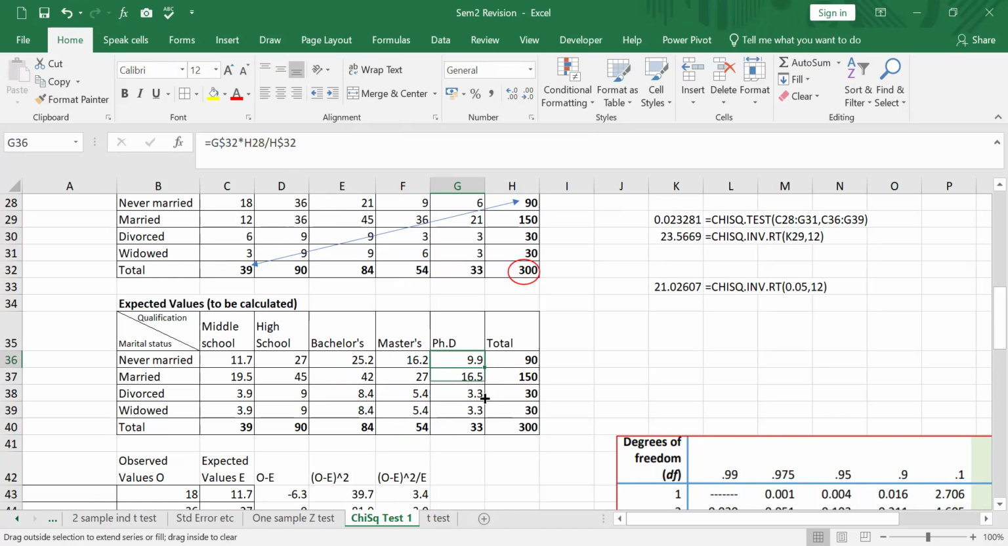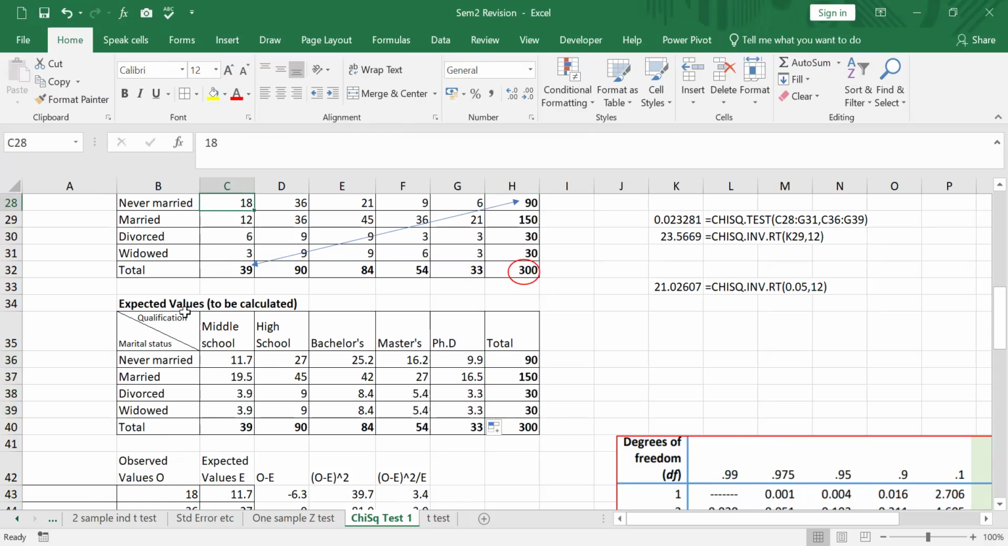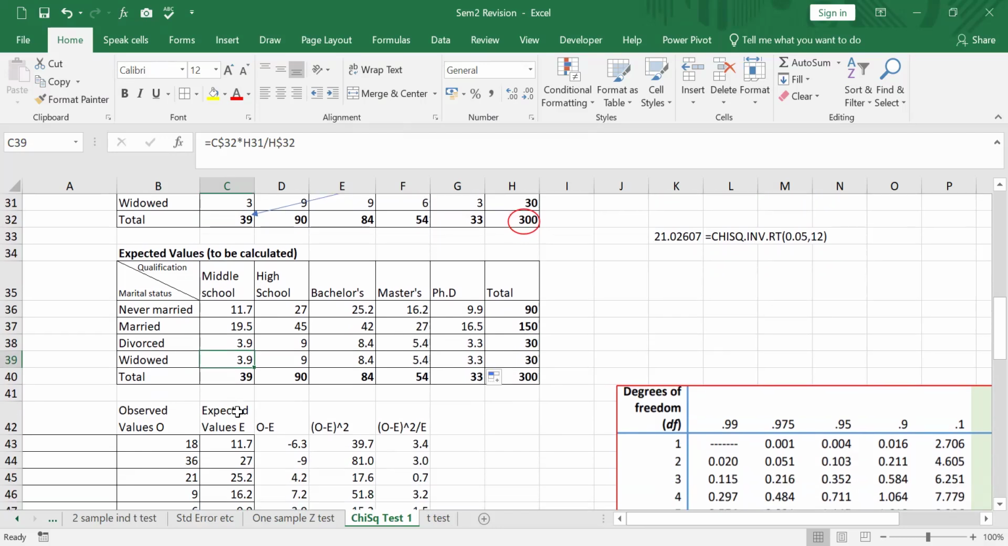So these are the expected values, and you see that this total has not changed. So we don't have to do any adjustment there. Now, if I have to do it manually, you have to compare this 18 and 11.7, 12 and 19.5, 6 and 3.9, 3 and 3.9, and find the difference.